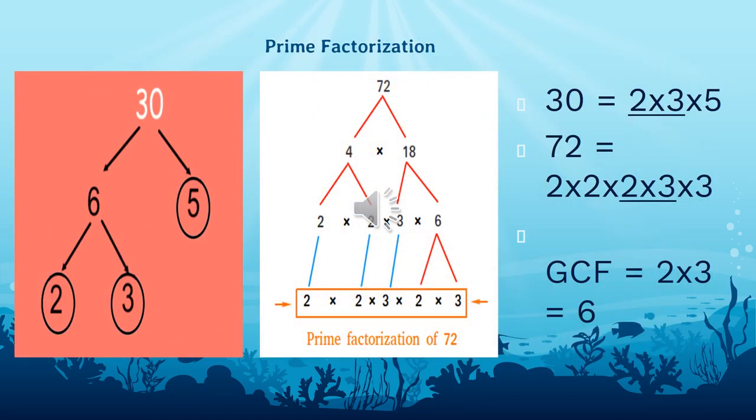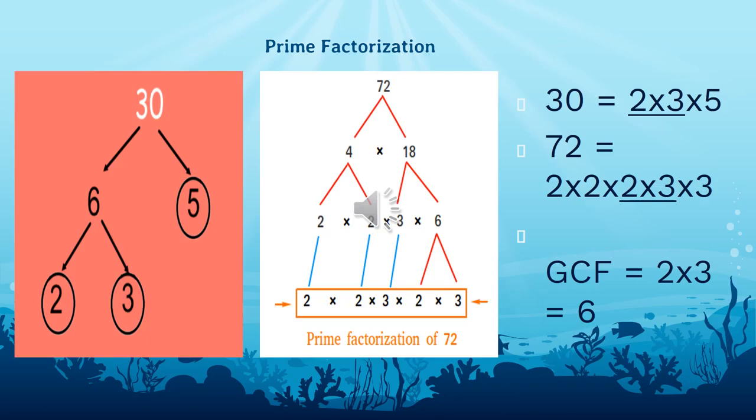Our second technique is the prime factorization method, and under this method we have 2 sub-methods. These are the factor tree method and the division method. So for the factor tree method, we simply list down or break down a given number into its component prime factors, resembling a tree-like diagram.